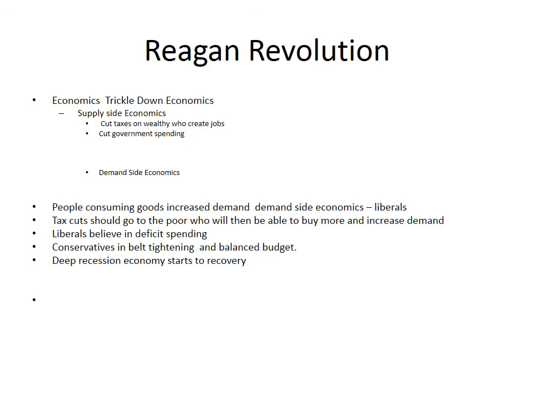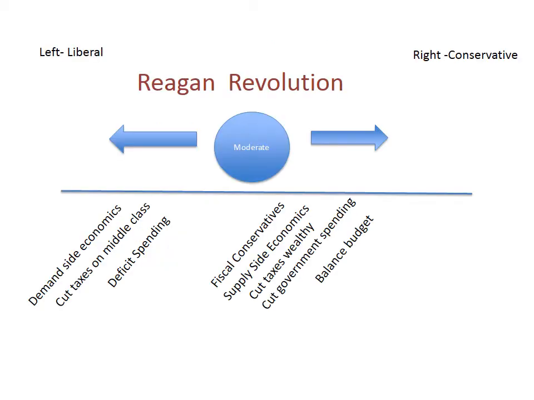So the Reagan Revolution, you need to realize, is a lot about economics and pulling us out of the recession that started under Jimmy Carter. So again, if you were to look at your spectrum, you're going to put demand-side economics on the left and cutting taxes on the middle class, and deficit spending, that's going on the left with the liberals. If you were to put fiscal conservatives on the right, supply-side economics, cutting taxes to the wealthy, cutting government spending, and a balanced budget, that goes on the right.